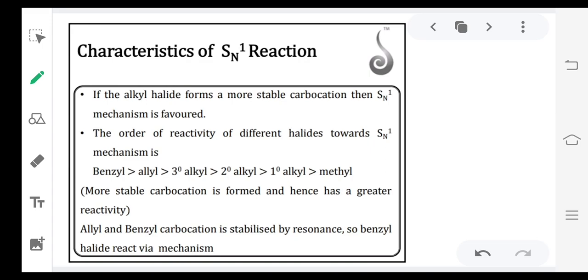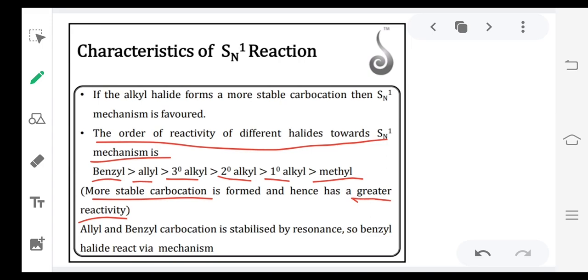If the alkyl halide forms a more stable carbocation, then SN1 mechanism is favored. So the rate of reaction depends on the stability of the carbocation. The order of reactivity of different halides towards SN1 mechanism is benzyl, allyl, tertiary alkyl, secondary alkyl, primary alkyl, and the last one is methyl, because the carbocation stability order follows like this only. So a more stable carbocation is formed and hence has a greater reactivity.